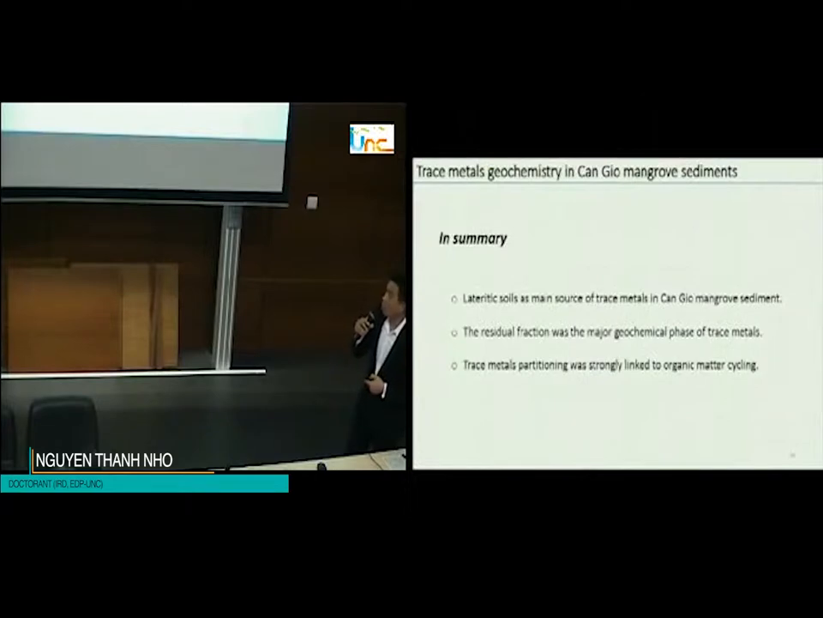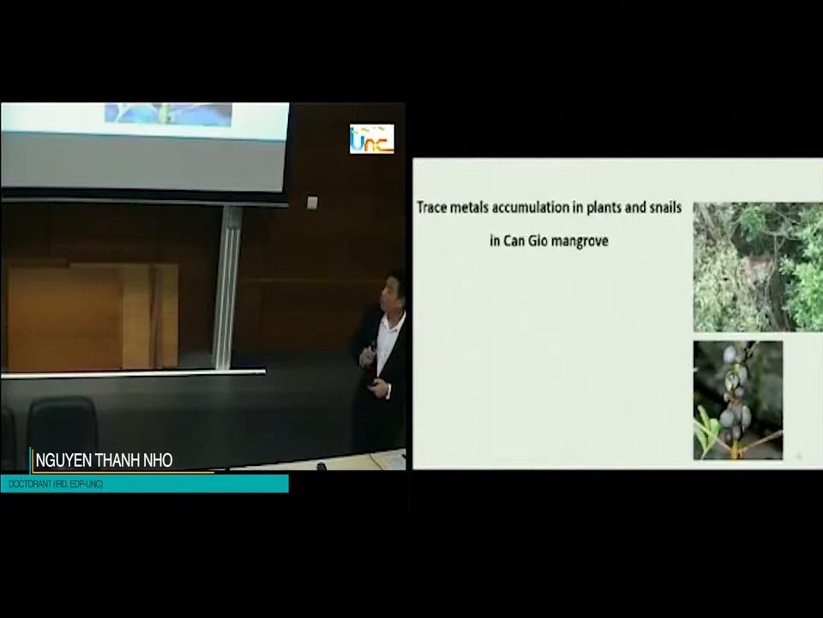And finally, in summary of the trace metal geochemistry in Can Gio mangrove sediment, the natural origin is considered the main source of trace metal. The residual fraction was the major geochemical phase of trace metal, and trace metal partitioning was strongly linked to organic matter. And because of the variable redox conditions, trace metal in sediment may be more or less available and can be subject to mangrove biota uptake.